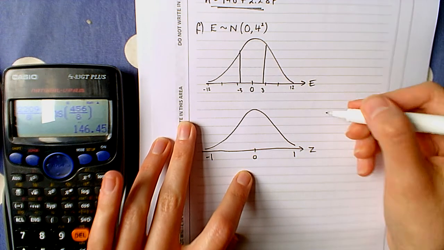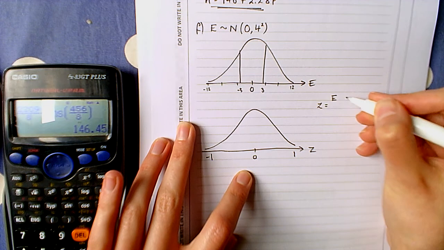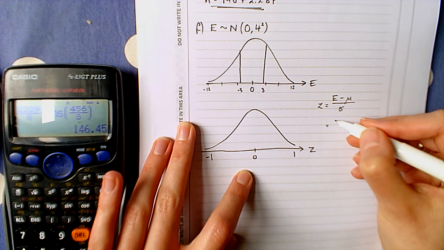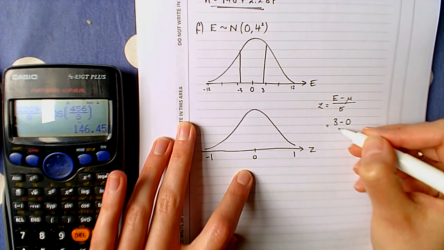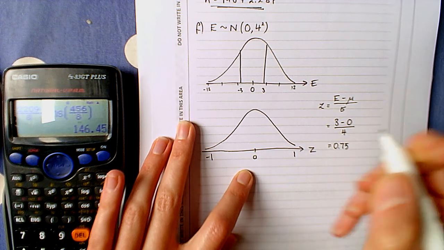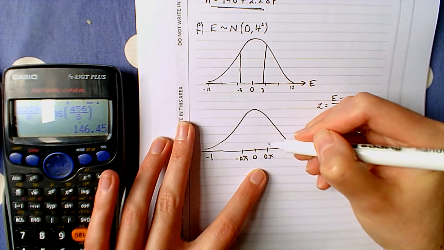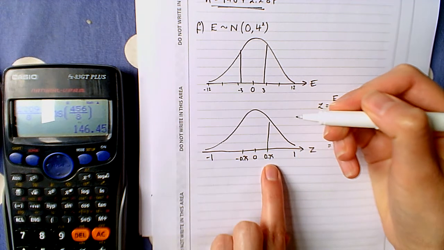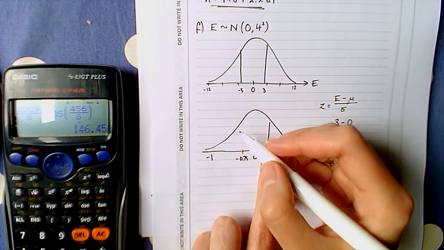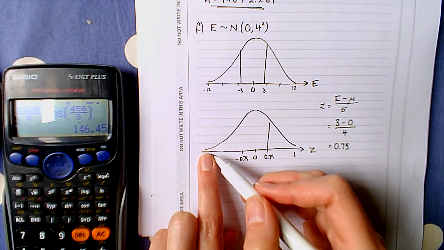If I transform this number 3 to a Z value, to find the Z value, I would take the E value, subtract the mean and divide by the standard deviation. Well, in this case it would be 3, take away the mean doesn't do anything, but dividing by the standard deviation of 4 would give me 3/4 or 0.75, and so on the other side symmetrically it would be -0.75. If I look up 0.75 in the tables, I get 0.7734, which is all the way up to here.